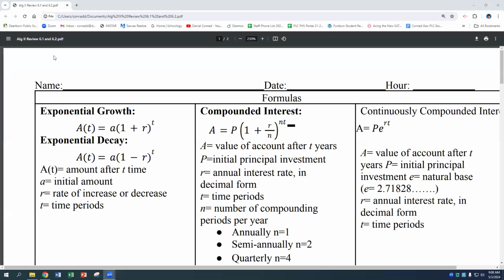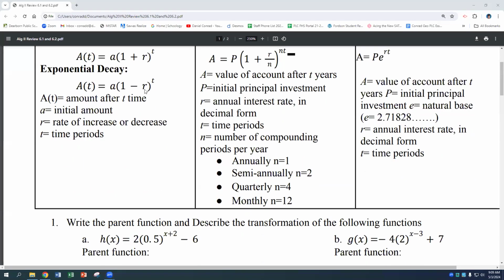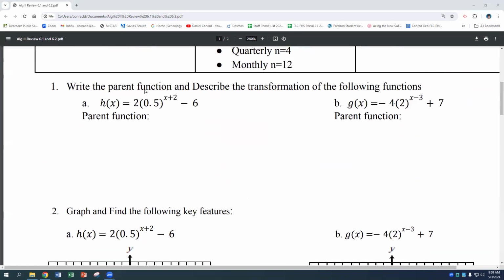All right, this is the review for 6.1 and 6.2. So we're going to start with some transformations of exponential functions. Our parent function here is going to be y equals b to the x. Then our transformations that we can tack onto it, we can do a times b, and instead of x, we can have x minus h, and then we can have a plus k at the end.